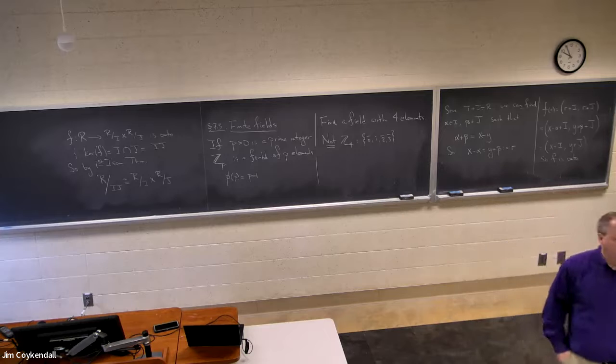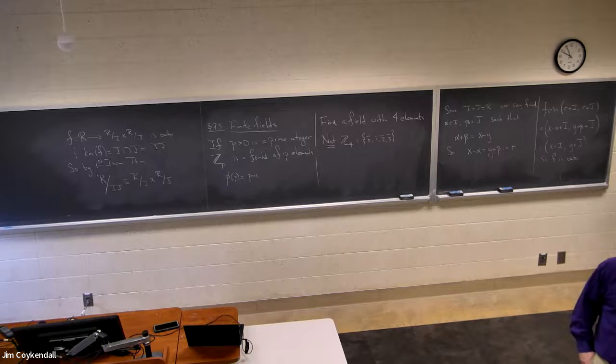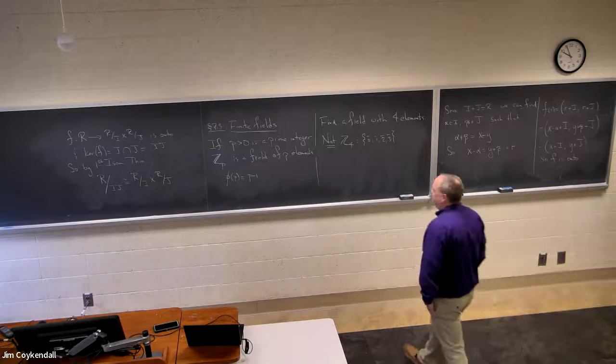So here's something to think about for next time, and then we'll get on to it. See if you can find me a field with 4 elements. And see if you can find me a field with 6 elements. One of those can be done. One of them cannot be done. Let's see if you can figure out which one.